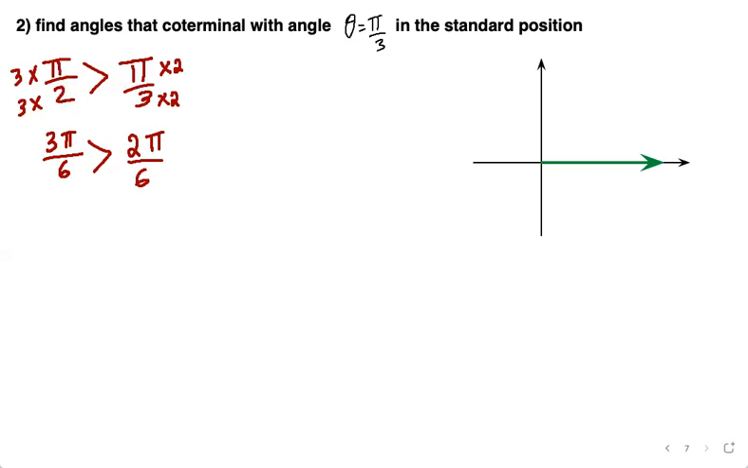So this means it must be in the first quadrant like this. So this angle is pi over 3.